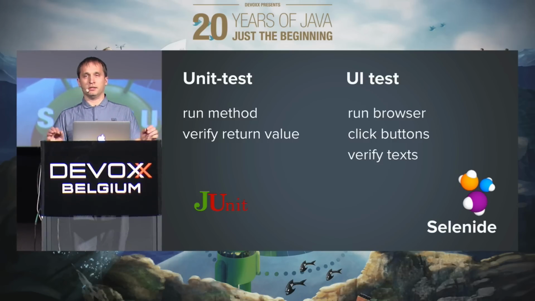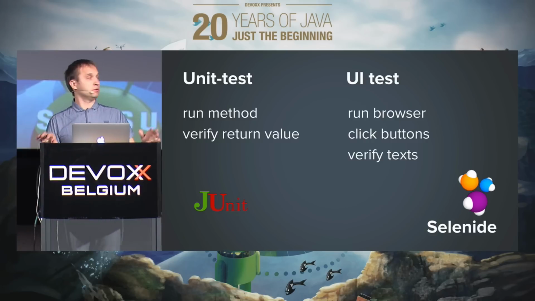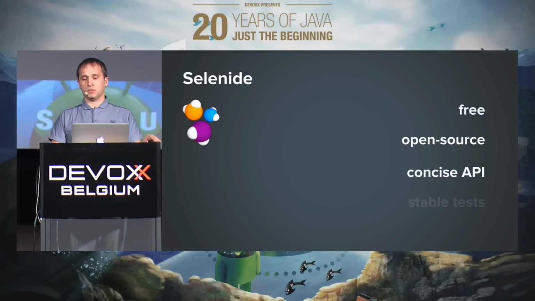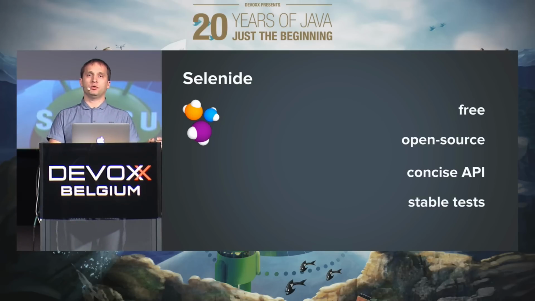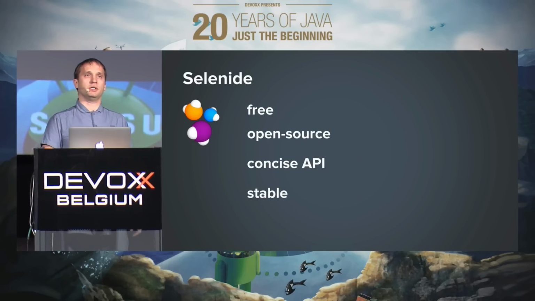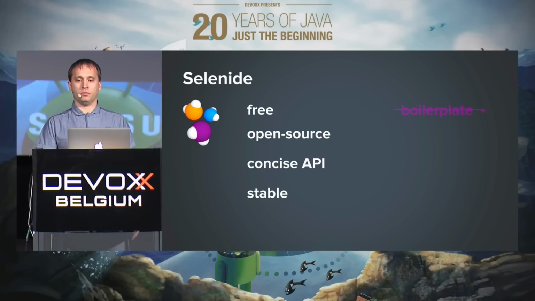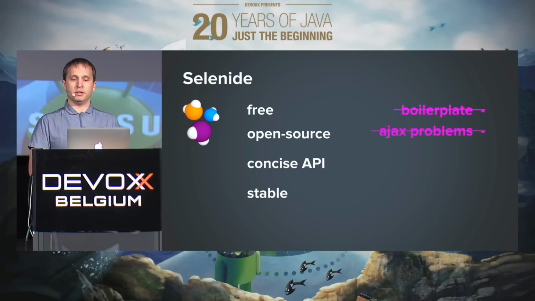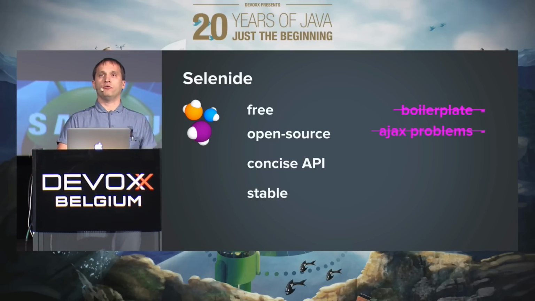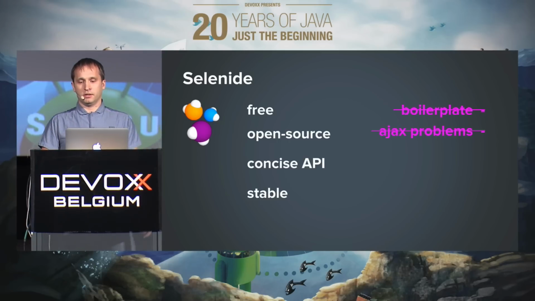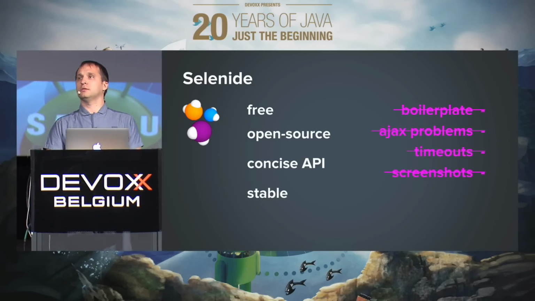And we created an open source library, Selenide, for this type of testing, which is pretty simple. So Selenide is a free open source library that brings a concise API and helps you to make your tests stable. Because typically all integration tests or browser tests suffer from common problems, like you need to write a lot of boilerplate code, and your tests typically are unstable. They suffer from the speed of Ajax. Sometimes Ajax is slower and your test fails, and so on. Many times tests fail because of some timeout conditions and so on.